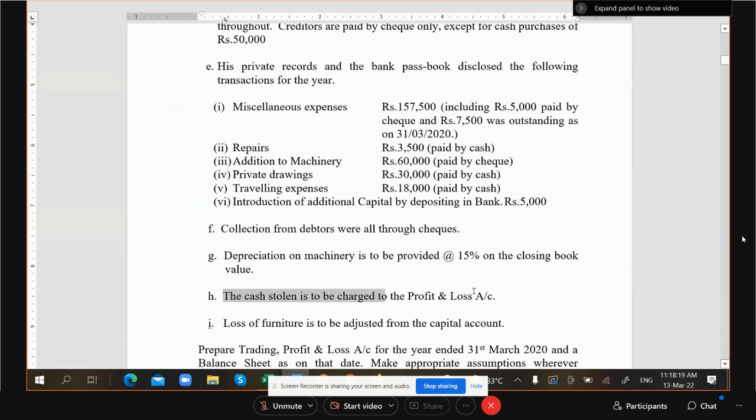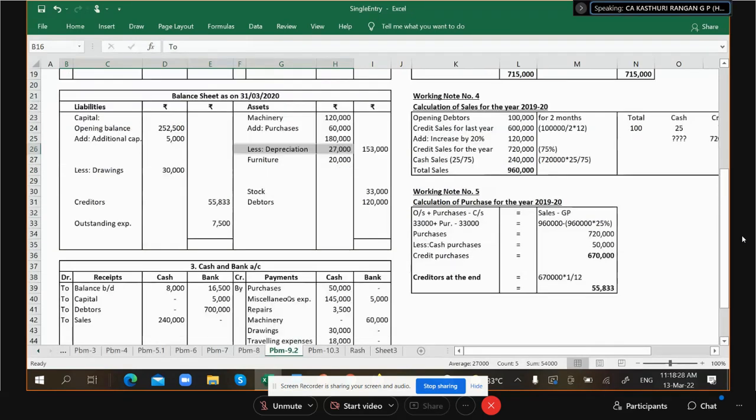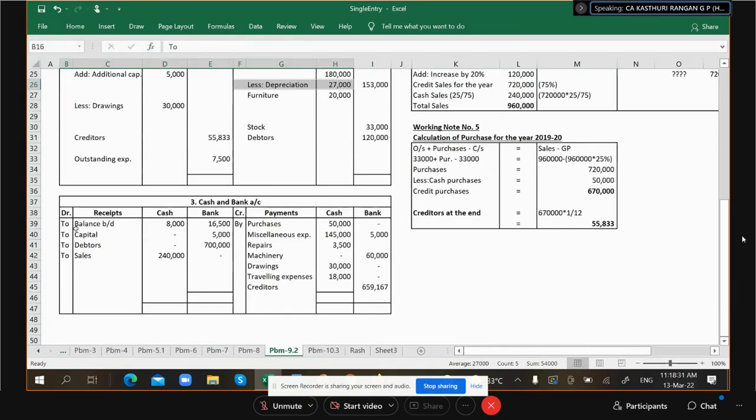Cash stolen is charged to P&L. What is cash stolen? Very simple. Whatever the closing balance in cash, that is stolen. So find the closing balance in cash, that is stolen. That is given in the question.